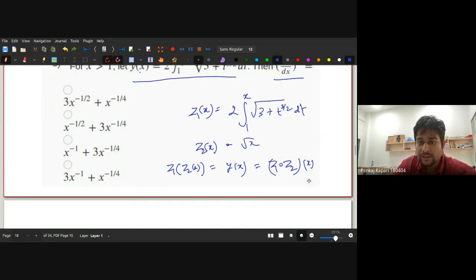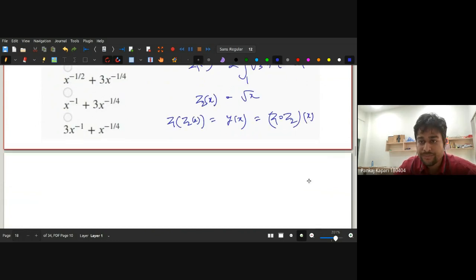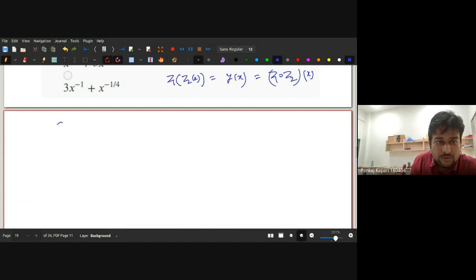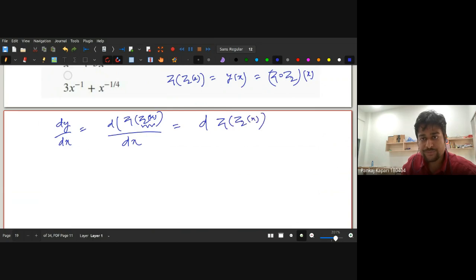And if you want to differentiate the composite function, you have to apply the chain rule. So if you want to find dy/dx, that is this composite function z1(z2(x)), you have to apply the chain rule. Chain rule means you first differentiate with respect to z2, assuming that it is our independent variable, and then differentiate the z2 function.